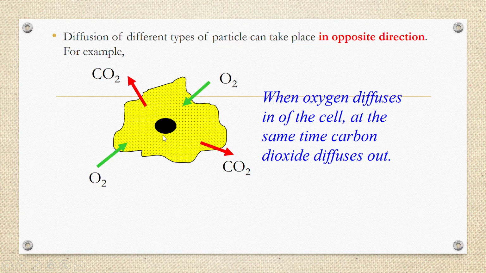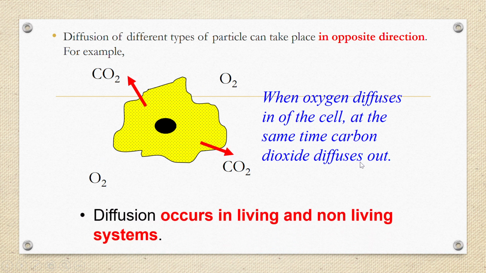So, this is a common example where you're given a cell. Take this as a unicellular organism. This is the nucleus and the cytoplasm, and you get to see the respiratory gases, oxygen and also carbon dioxide. When oxygen diffuses into the cell, at the same time carbon dioxide diffuses out. Diffusion occurs in living as well as non-living systems. In this case, it is showing us the living system, and that is the organism.